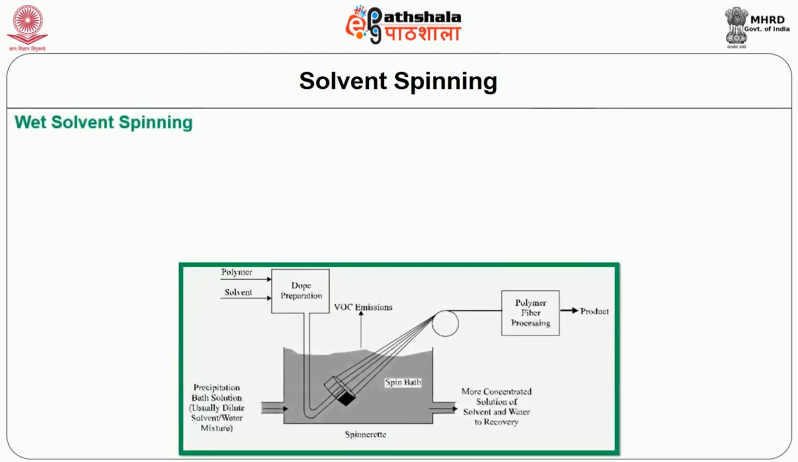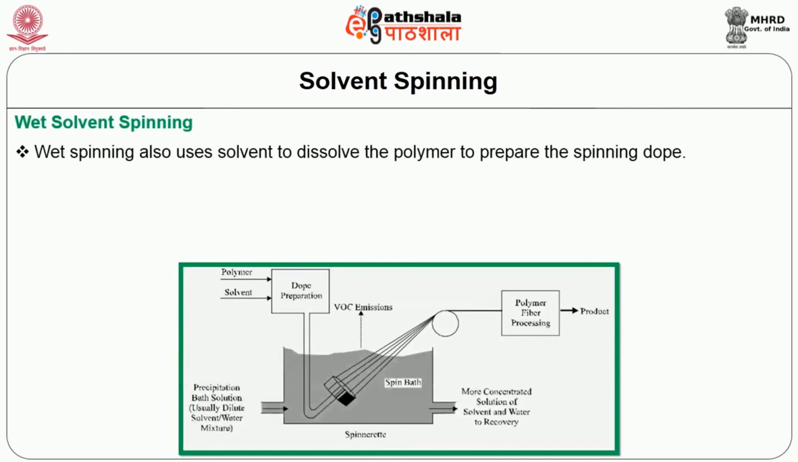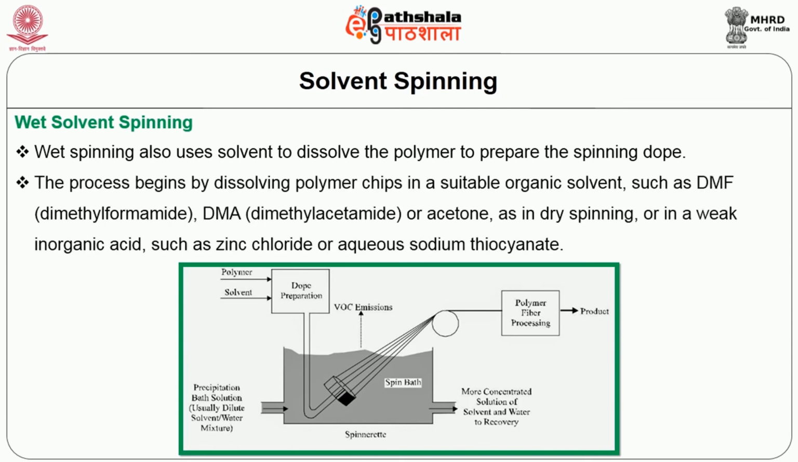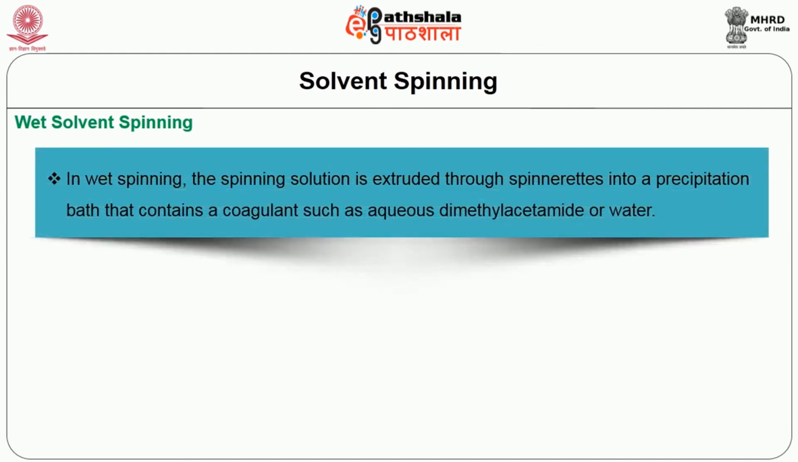Next step is the wet solvent spinning. Wet spinning also uses solvent to dissolve the polymer to prepare the spinning dope. The process begins by dissolving polymer chip in a suitable organic solvent such as DMF, DMA or acetone as in dry spinning, or in a weak inorganic acid such as zinc chloride or aqueous sodium thiocyanate. In wet spinning, the spinning solution is extruded through a spinneret into a precipitation bath that contains a coagulant such as aqueous dimethylacetamide or water.